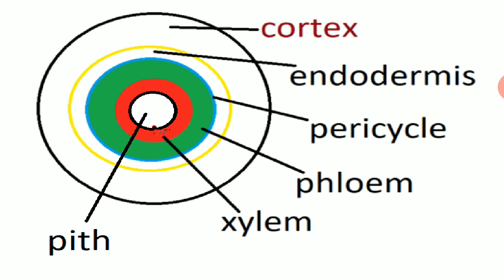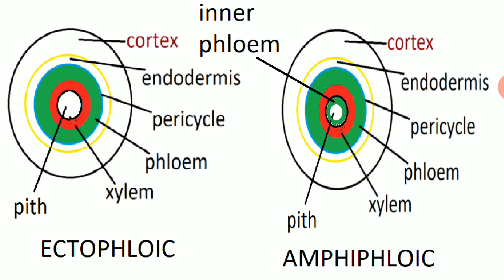This is the siphonostele, with a central pith. The pith may originate either from cortical tissues or from vascular tissue. There are two theories of the origin of pith in siphonosteles. This is the ectophloic siphonostele, and this is the amphiphloic siphonostele. Ectophloic siphonostele is characteristic of Equisetum, Sphenopsida, and in this only one phloem ring is present. In amphiphloic siphonostele, both inner and outer endodermis and rings of phloem are found.